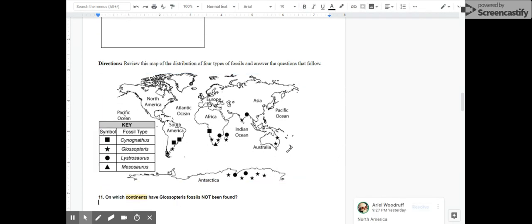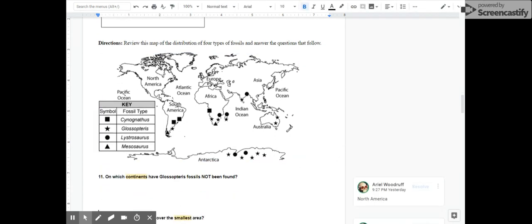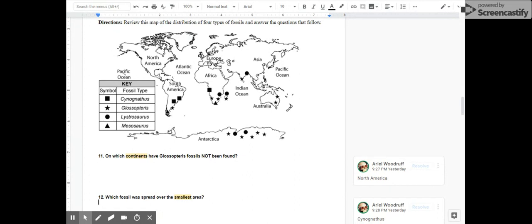All right, now we have some questions using the map. So on which continents have the Velociraptor fossils not been found? So here we just have to look and see. Velociraptor is a star. You see there's a star on this continent: South America, Antarctica, Australia, Asia, and Africa. So we see there's no fossils of that organism on North America, so our answer would be North America.